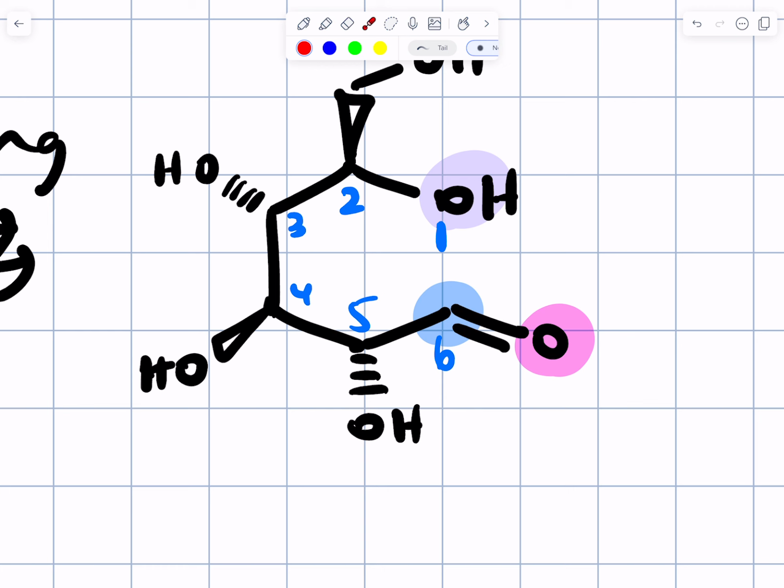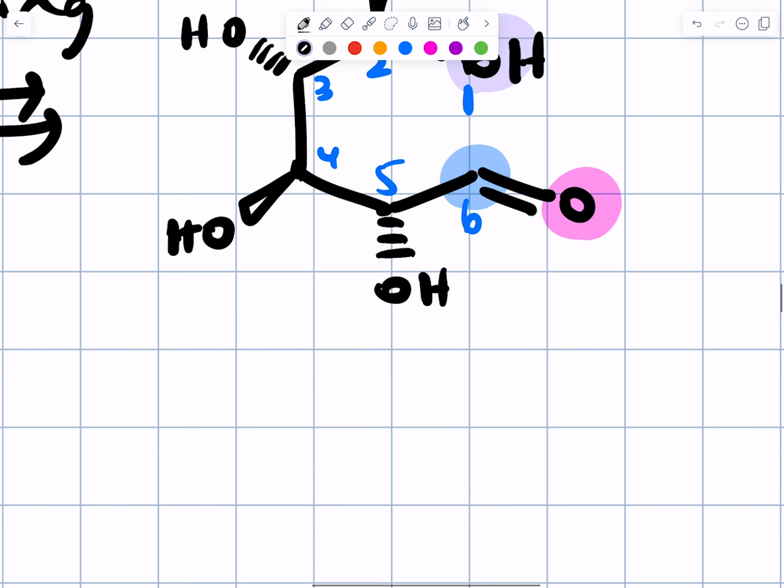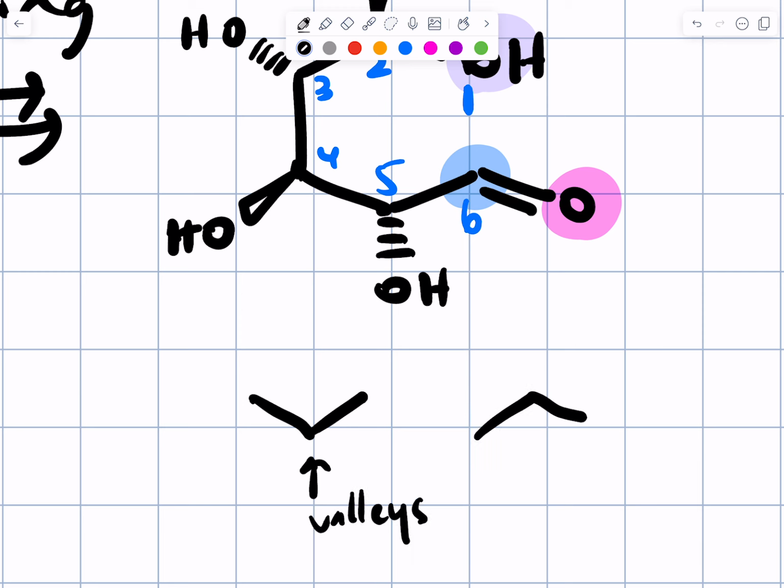Starting looking at carbon 5, we're going to make a distinction between carbons that are drawn at valleys versus carbons that are drawn at peaks.